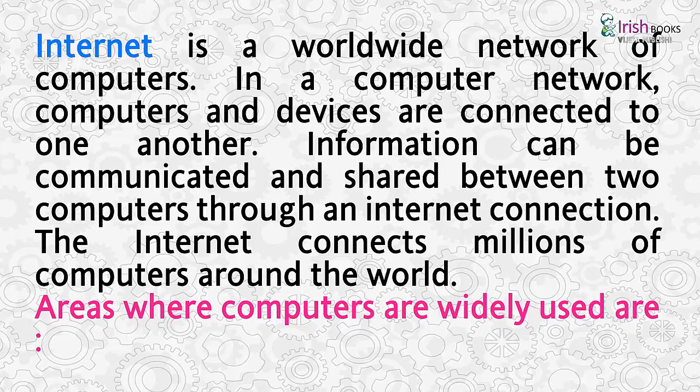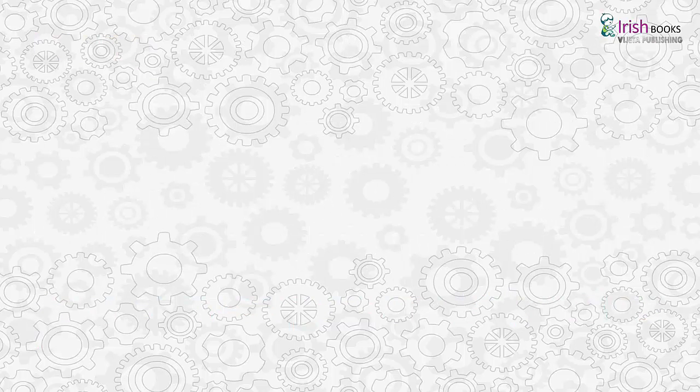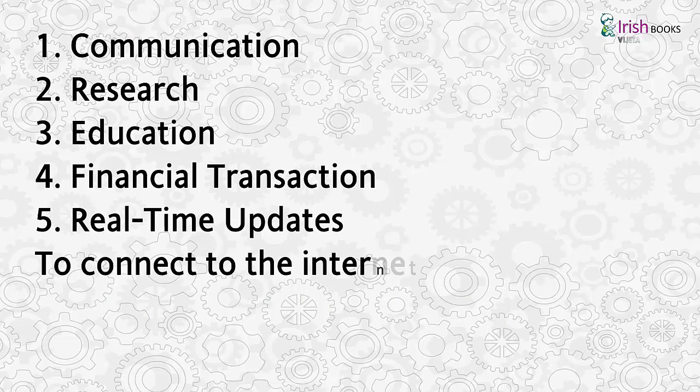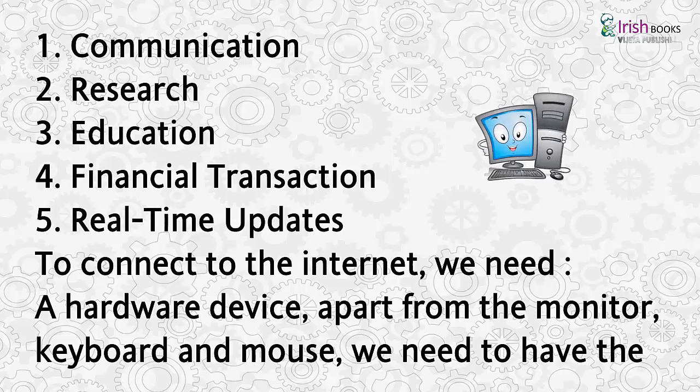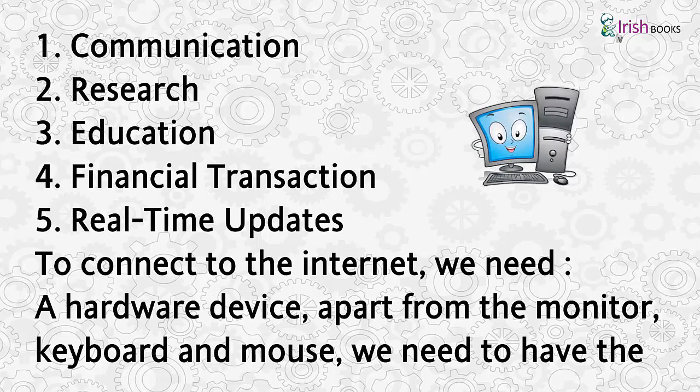In a computer network, computers and devices are connected to one another. Information can be communicated and shared between two computers through an internet connection. The internet connects millions of computers around the world. Areas where computers are widely used are communication, research, education, financial transaction, real-time updates.